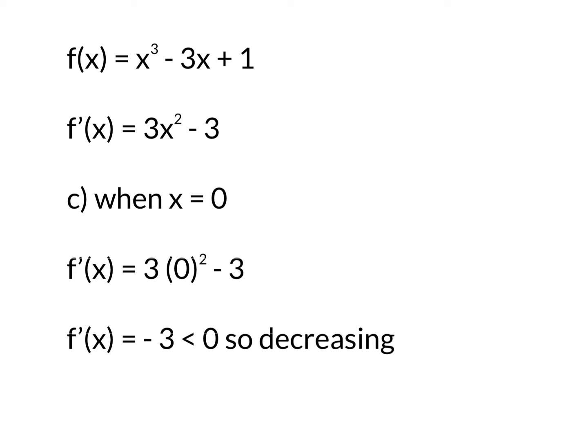And finally, when x equals 0, we substitute that into the derivative. So 3 lots of 0 squared minus 3 is minus 3. That's less than 0. So at that point, it is decreasing.